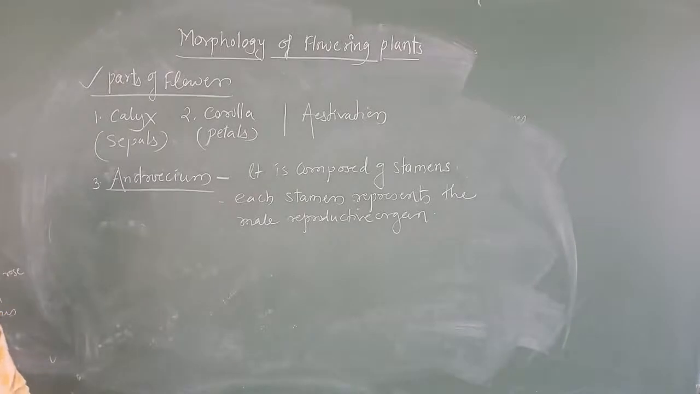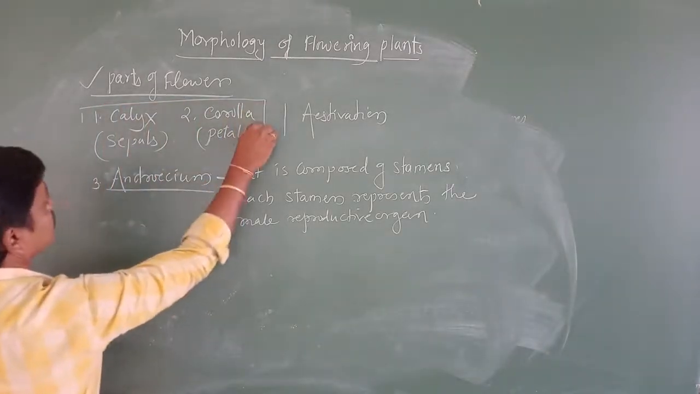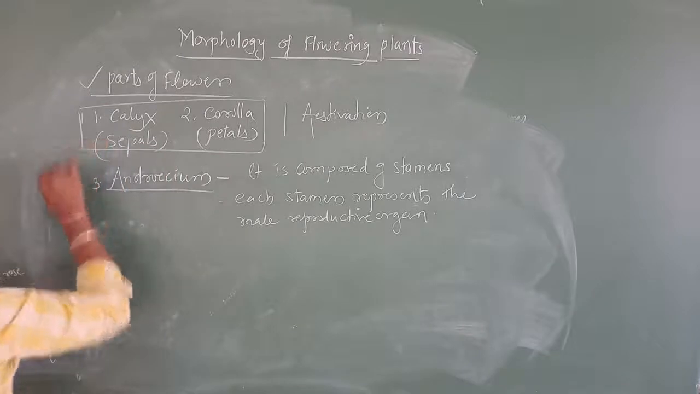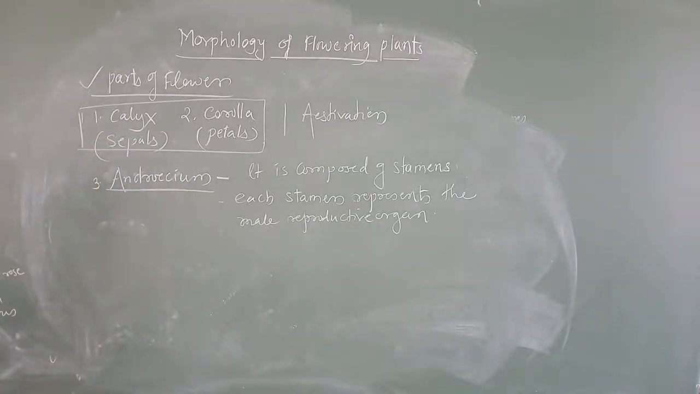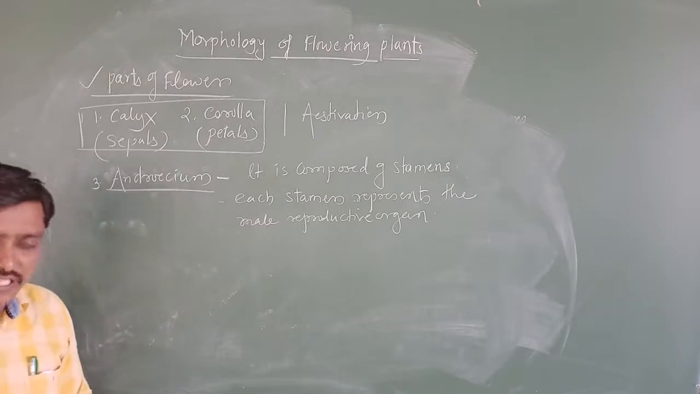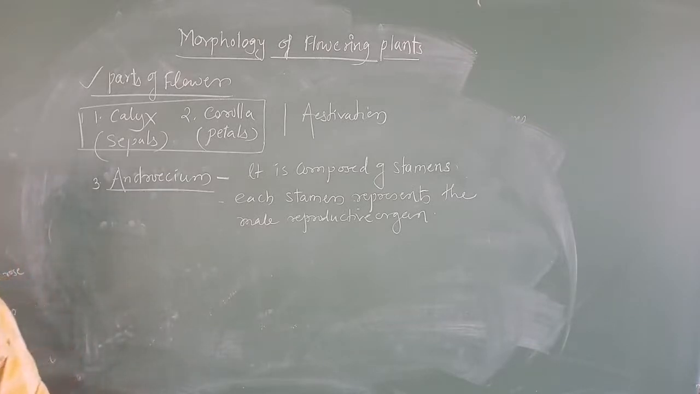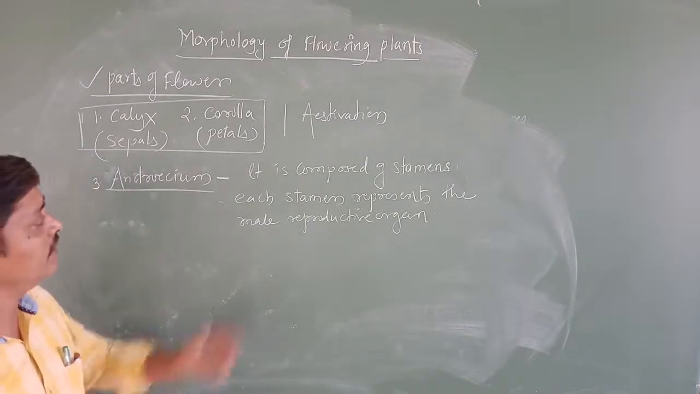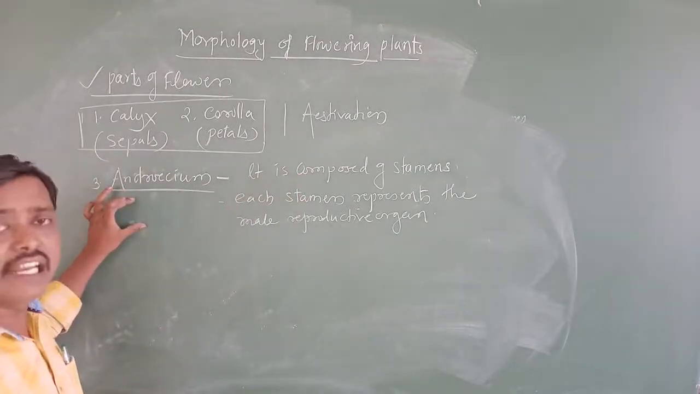Understood? In today's class, we are going to discuss the next two parts of the flower. Calyx and corolla are the accessory organs. Now we are going to discuss the reproductive organs. The male reproductive organ we call the androecium, and the female reproductive organ in a flower we call the gynoecium. In today's class, we will discuss the androecium a bit slowly. What is androecium? It is the male reproductive organ.